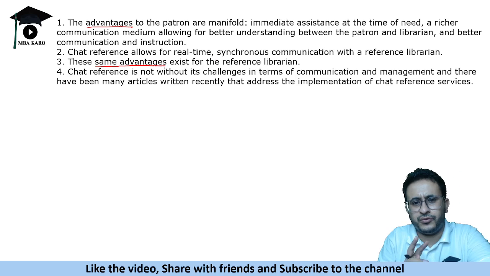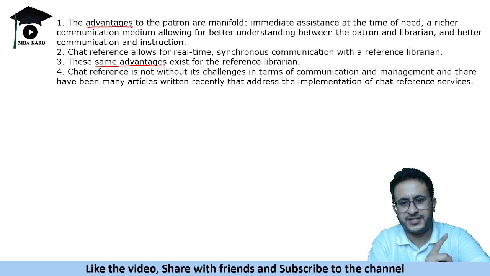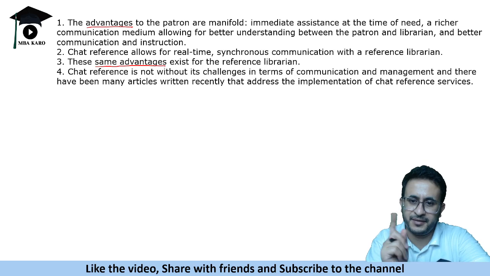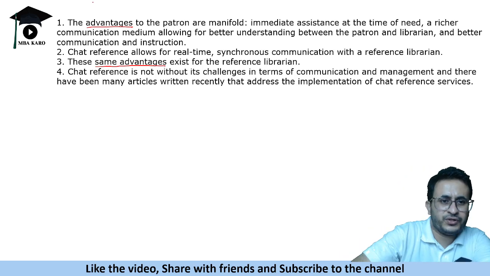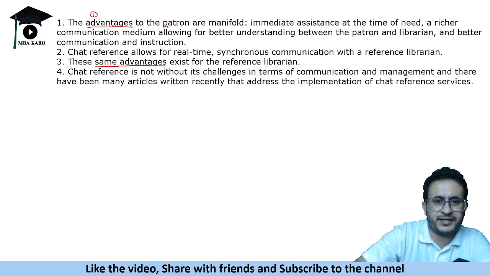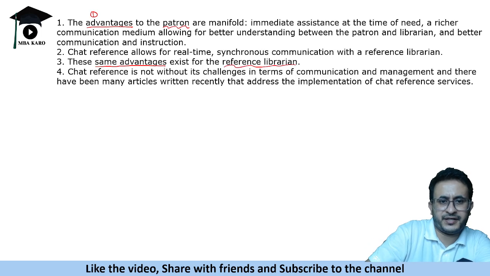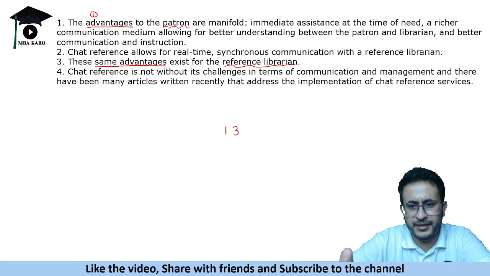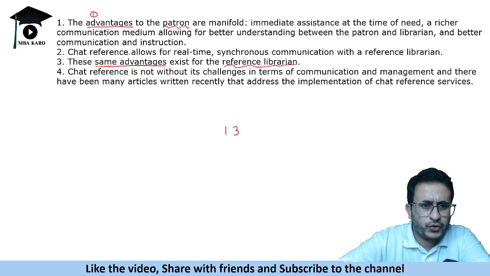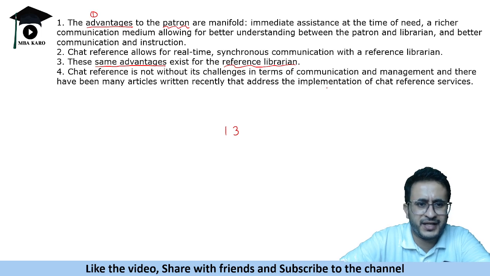So there are two parties that get advantages. First is, when we say these same advantages, that means advantages for someone else also. So this is the first people who are taking advantage, the patron and the reference librarian. Okay. So 3 will follow 1. Now there are 2 more sentences. Chat reference allows for real-time synchronous communication with a reference librarian. Chat reference is not without its challenges in terms of communication and management, and there have been many articles written recently that address the implementation of chat reference services.